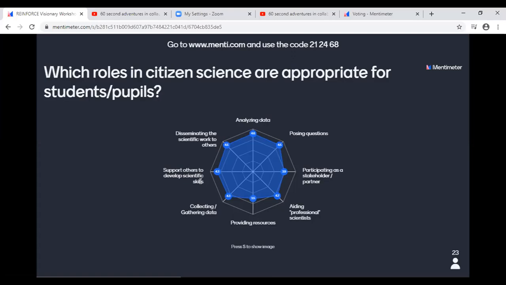So this is, I think, quite encouraging to know. And also for you, I think this should be an inspiration that you can actually do a lot of citizen science with your projects in many different roles. And maybe you will also see that some students prefer to do one role more over the other.